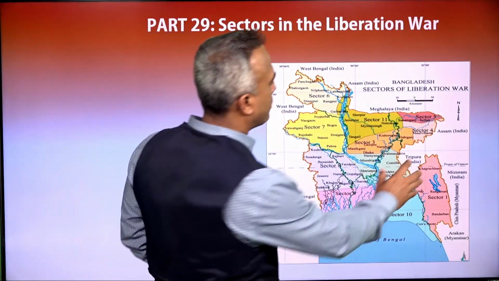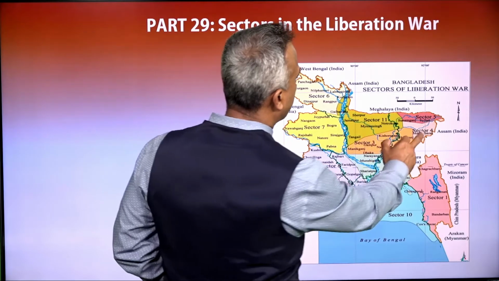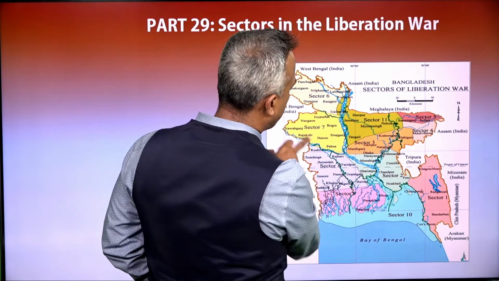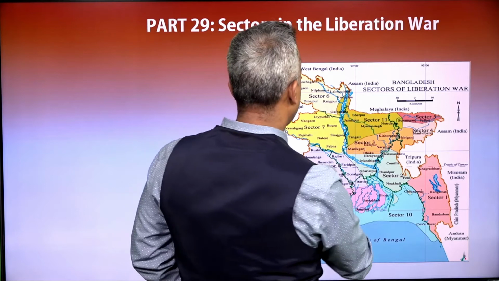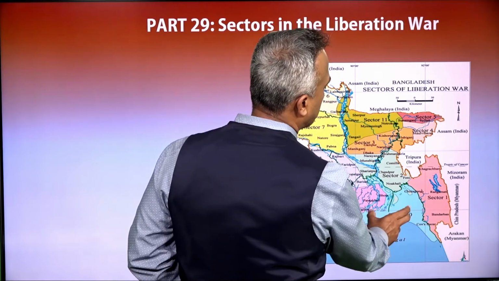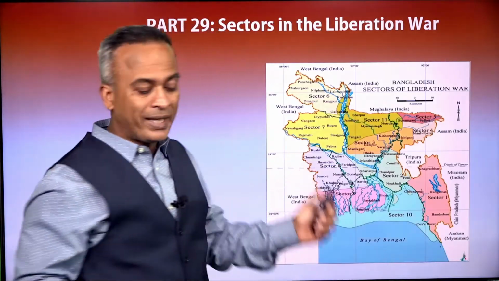To conduct the Liberation War in 1971, the Provisional Mujibnagar government gave directives to divide the whole of Bangladesh into 11 sectors. You can see in the whole picture: Sector 1, Sector 2, Sector 3, Sector 4, Sector 5, Sector 6, Sector 7, Sector 8, Sector 9, Sector 10, that includes the coastal areas and naval, you see that, and Sector 11. So, 11 sectors.